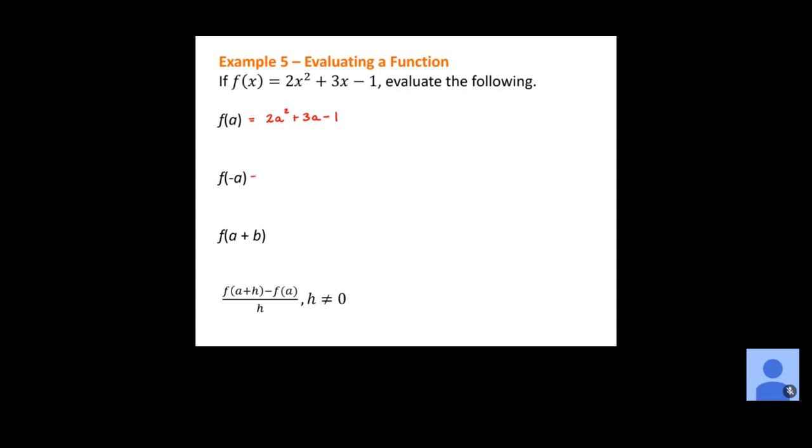Let's look at f of negative a. So now we're going to have 2 times, and again, because it's a negative, I'm going to put it in parentheses, negative a squared plus 3 times negative a minus 1.